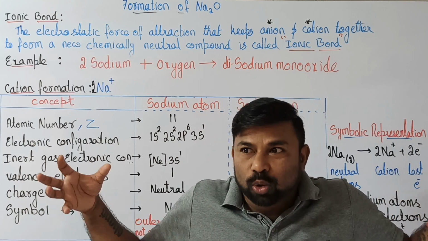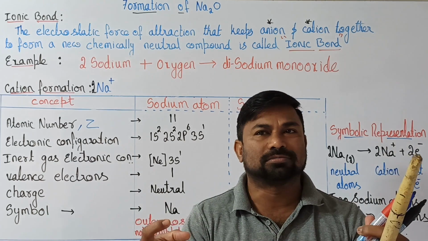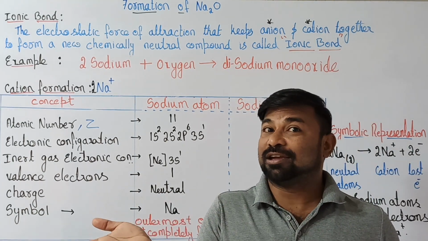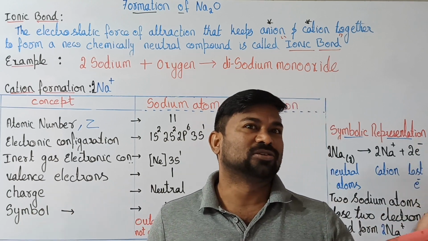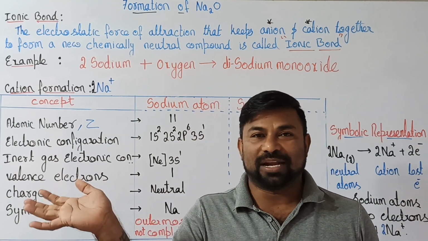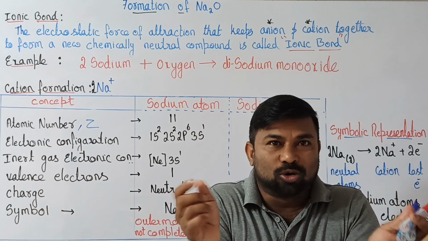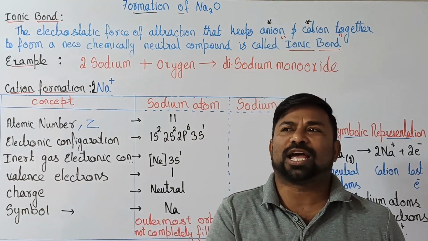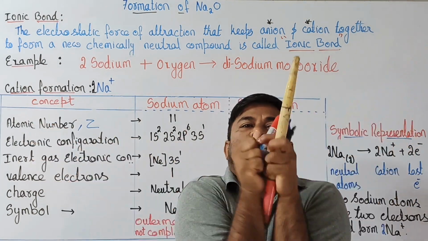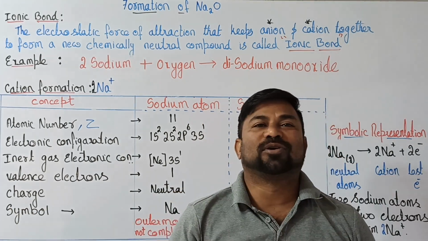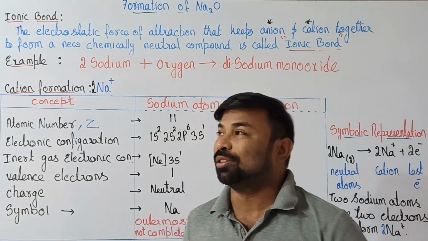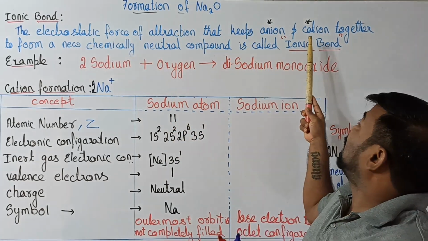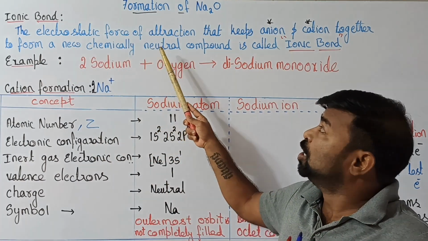But for the atoms to come together, what is needed? Oppositely charged species. Cations are positively charged, anions are negatively charged. The cation and anion come close because of the electrostatic force of attraction, which holds both together. Such a type of bonding is called an ionic bond. Let me recall: the electrostatic force of attraction keeps anion and cation together to form a neutral compound.